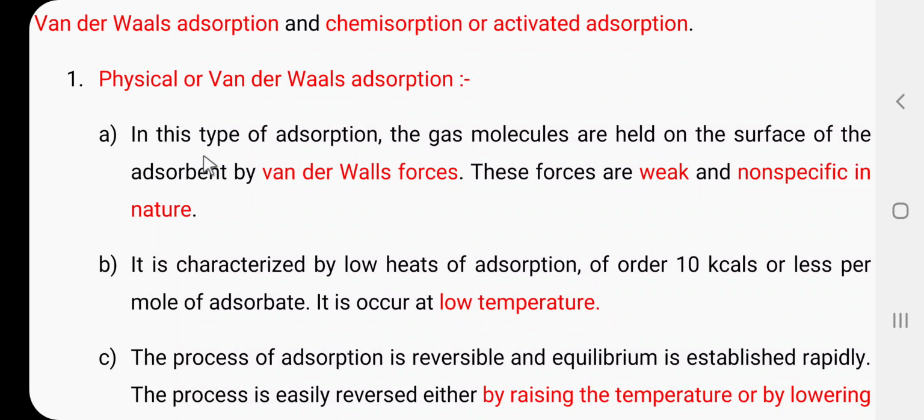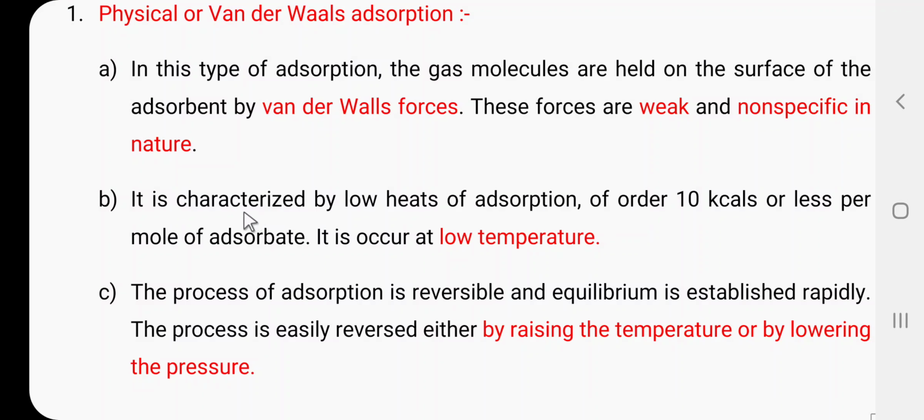Number one, in this type of adsorption, the gas molecules are held on the surface of the adsorbent by weak van der Waals forces. These forces are weak and non-specific in nature. This is the first characteristic of physical or van der Waals adsorption. The second one is that physical adsorption is characterized by a low heat of adsorption, of the order of 10 kilocalories or less per molecule of the adsorbate. That means physical adsorption occurs at low temperature.